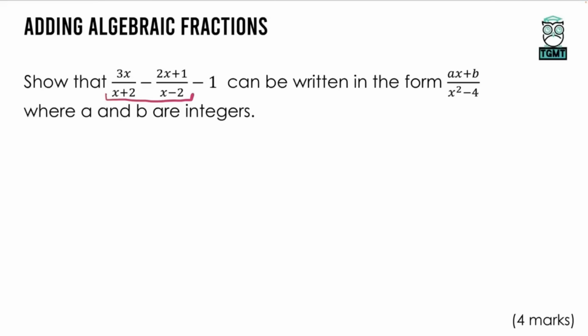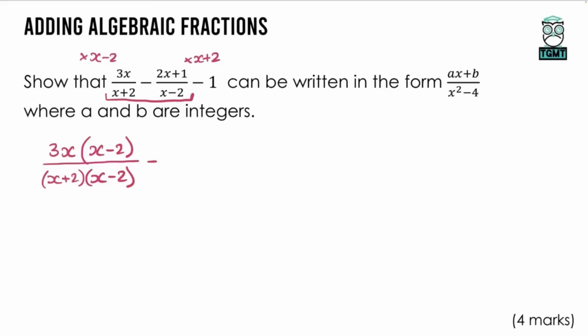Now we need a common denominator in order to subtract these. So that means we need to multiply this left fraction by x minus 2 and this right one by x plus 2, and that's on the top and the bottom. So if we write that out in long form, we have 3x multiplied by x minus 2 on my numerator, and that's now over x plus 2 and x minus 2.